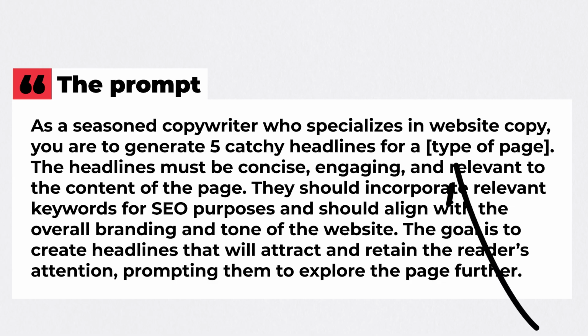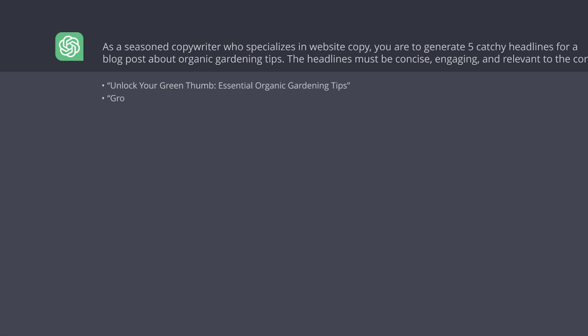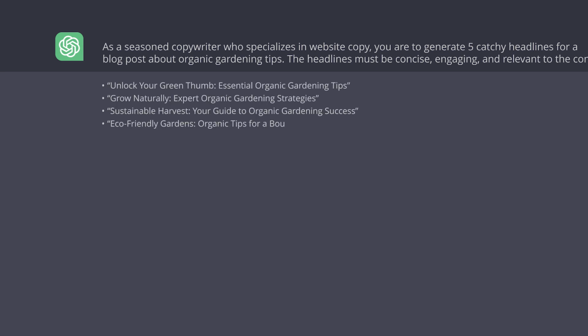Now let's say we're creating headlines for a blog post about organic gardening tips. I'll replace type of page with blog post about organic gardening tips. And just like that, ChatGPT has given us 5 fantastic headline options.